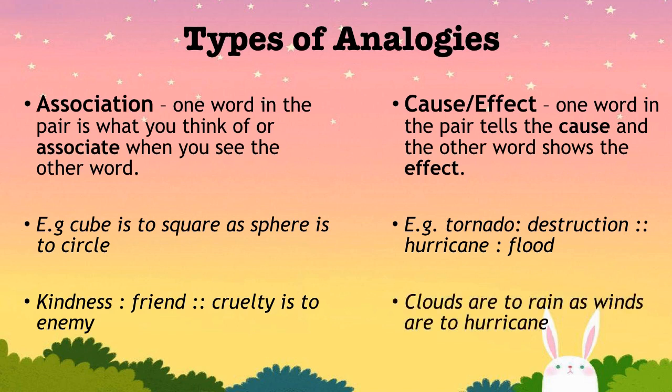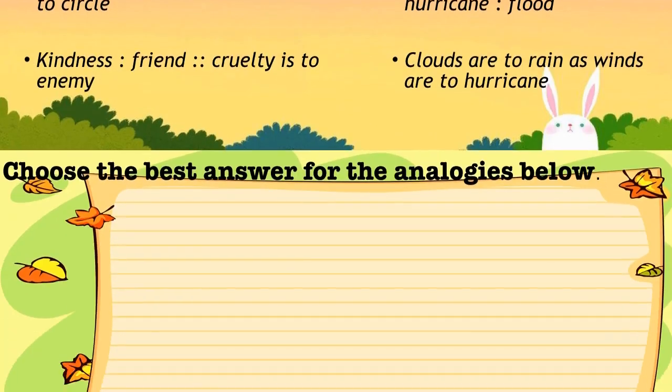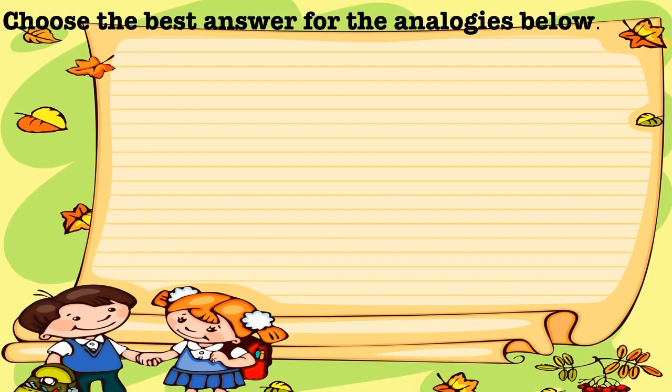Another example, clouds are to rain, as winds are to hurricane. Let's go further. Now, you're going to choose the best answer for the analogies below. So we're going to have a little practice.